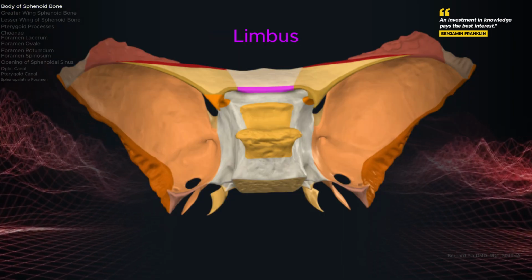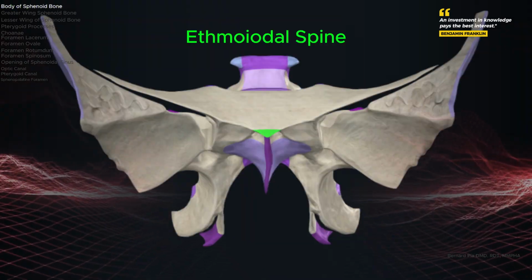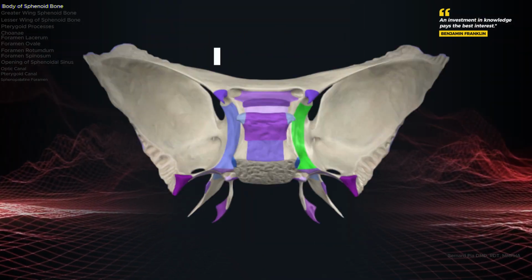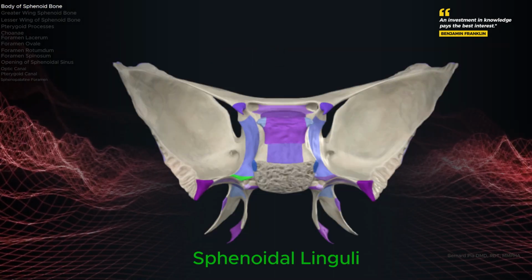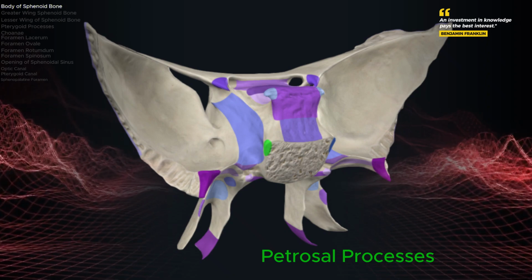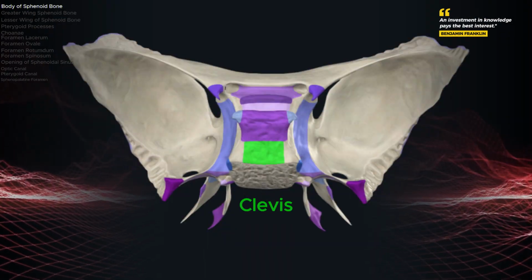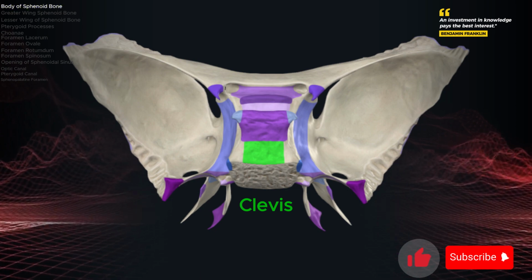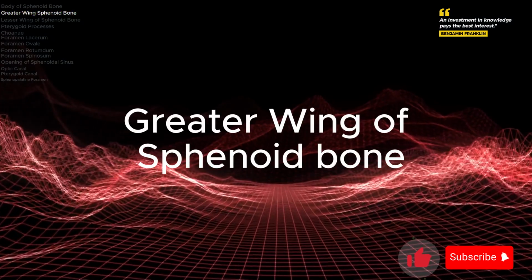limbus, chiasmatic sulcus, and ethmoidal spine, a pair of carotid sulci, sphenoidal lingulae, petrosal processes, and sphenoidal sinuses, the anterior portion of the clivus.